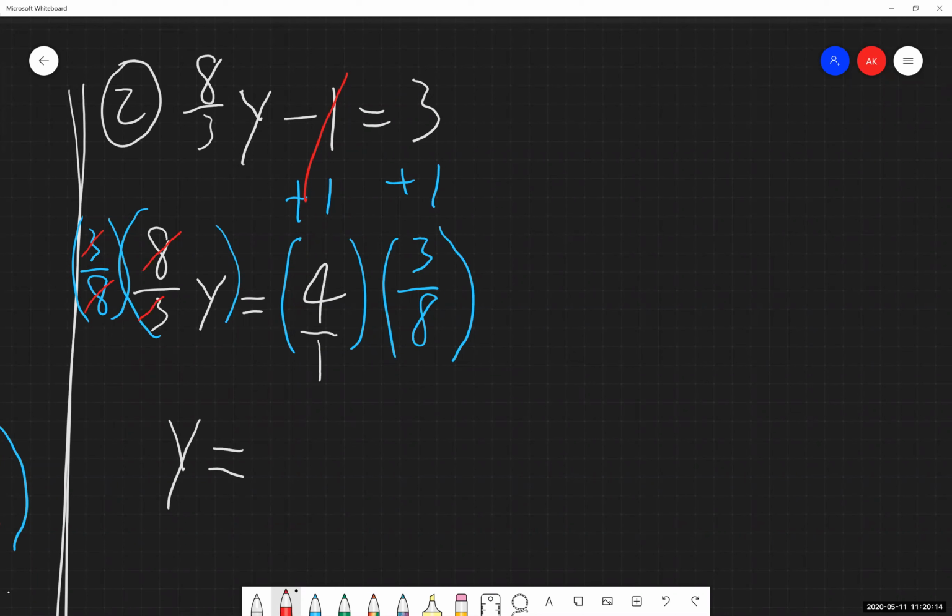On the right-hand side, the 4 and the 8, 4 becomes a 1, 8 becomes a 2. 1 and the 3, nothing cancels there. Multiply the fractions straight across. So numerators multiply together. 1 times 3 is going to give me 3. Multiply the denominators straight across. 1 times 2 is going to give me 2. And I get y is equal to 2/3 as my final answer.